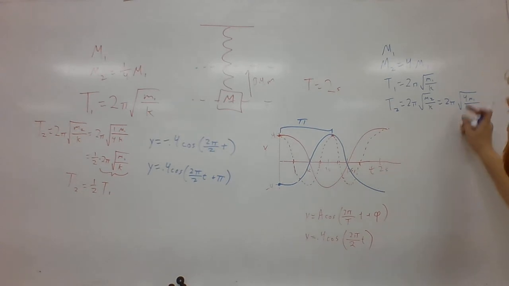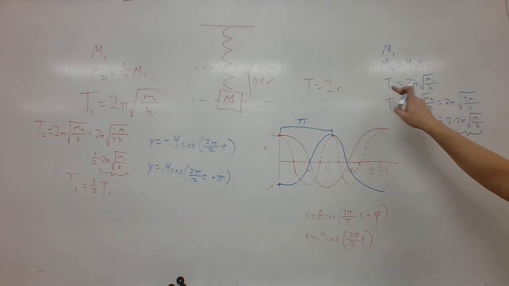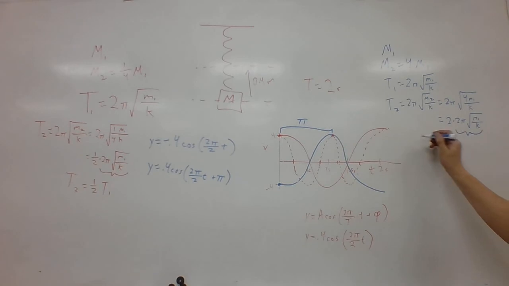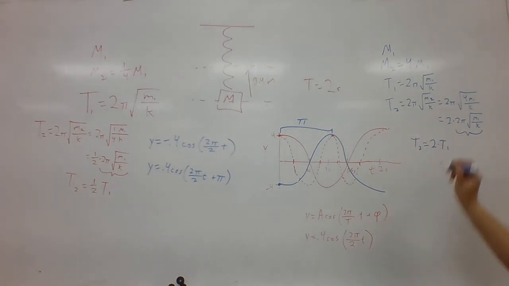Now I can take out this 4 from underneath the square root, and I have 2 times 2 pi square root of m1 over k. This quantity right here is equal to period 1. And so in this case, period 2 is equal to 2 times period 1.